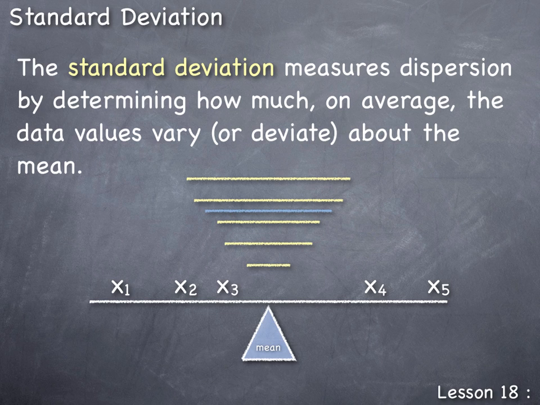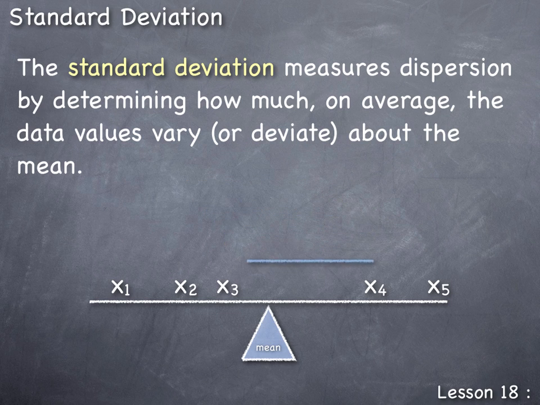So this would be a standard deviation. That value is not as big as the bigger deviations, and it's not as small as the smaller deviations. But the standard deviation is this typical or average amount that the data values differ from this mean.